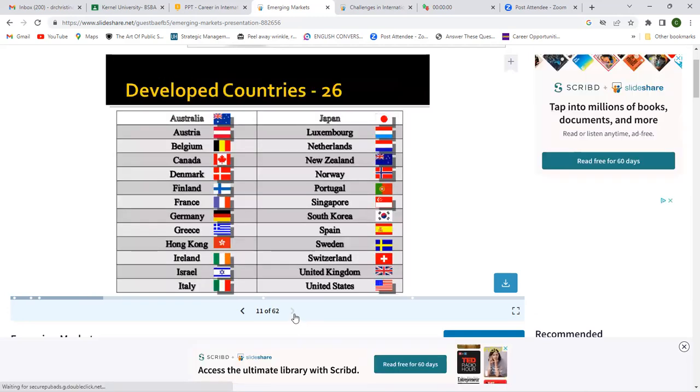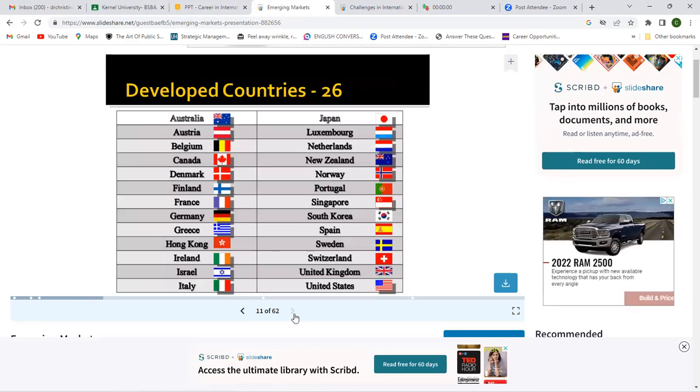We're looking at developed countries, 26 here: Australia, Austria, Belgium, Canada, Denmark, Finland, France, Germany, Greece, Hong Kong, Ireland, Israel, Italy, Japan, Luxembourg, Netherlands, New Zealand, Norway, Portugal, Singapore, South Korea, Spain, Sweden, Switzerland, United Kingdom, and United States.